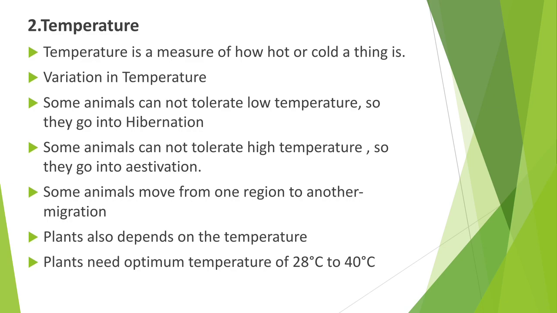So for the germination process, the plants need 28 to 40 degrees Celsius. For example, maize fails to germinate below 10 degrees Celsius. Below 10 degrees Celsius means very low temperature, so the maize seeds will not germinate. And watermelon requires a temperature above 20 degrees Celsius. It requires a little higher temperature, 20 degrees Celsius and more.